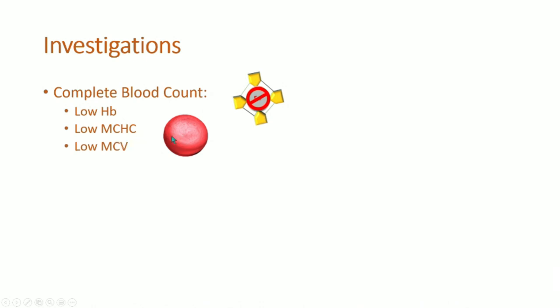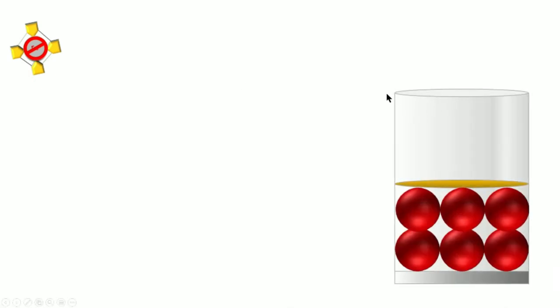Then another thing is that the size of the mean corpuscle, the size of the red blood cell, is reduced, so the volume which would be occupied by an average red blood cell would be low. So there will be low mean corpuscular volume, low MCV. Here I would like to highlight another important concept. Let's suppose there is a jar which is filled with some balls. These balls are closely packed in the jar, and the volume which is occupied by these balls can be reduced in the following ways.